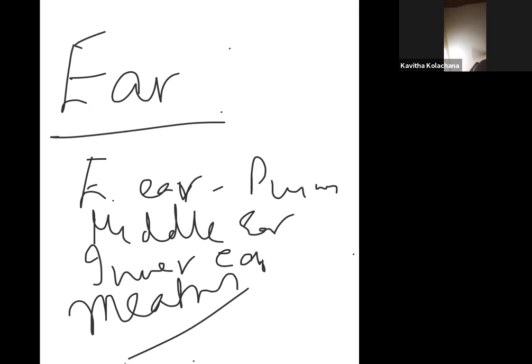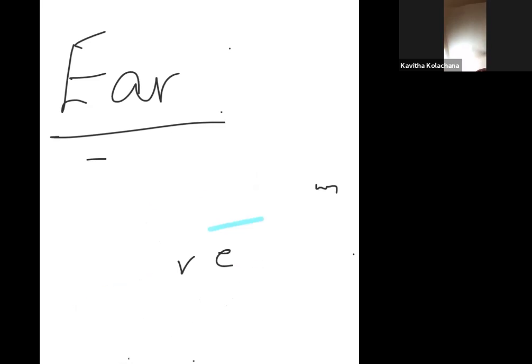You know that. Then coming to the middle ear, it is an air-filled cavity in the temporal bone. You know what the middle ear is? Middle ear is also called what? What is another name for middle ear?